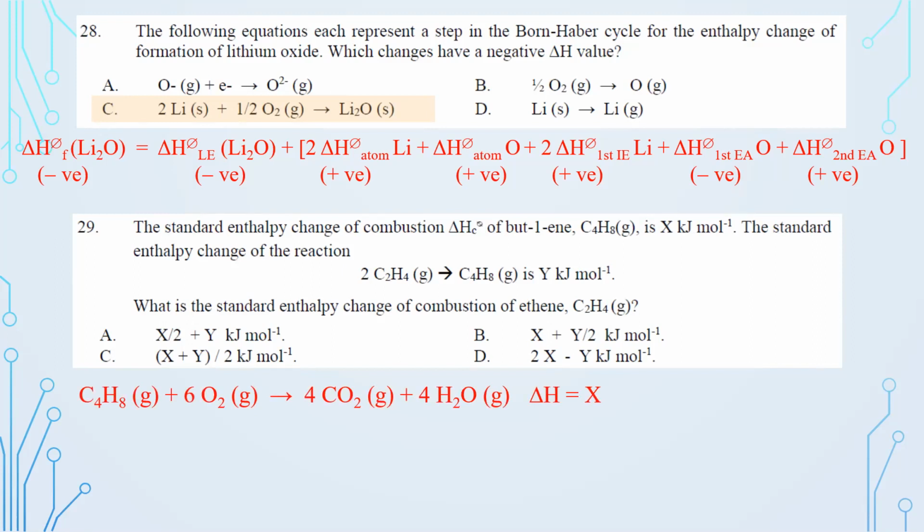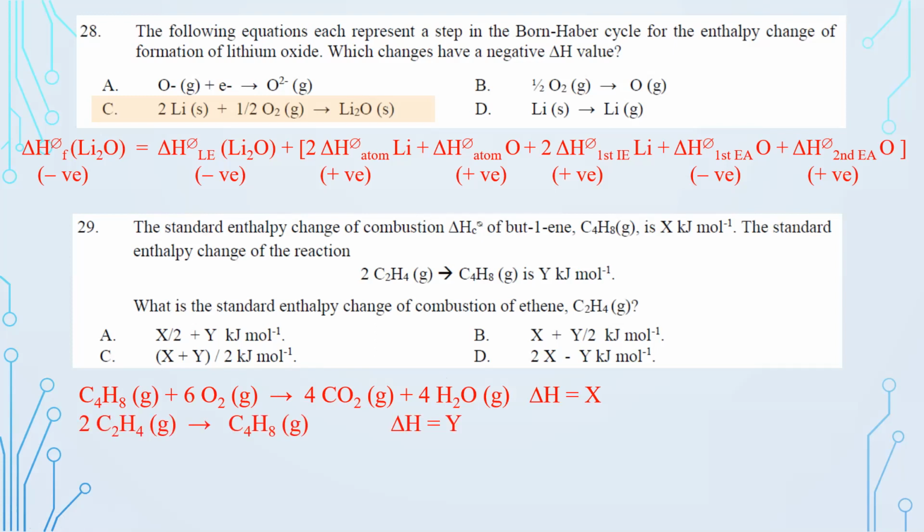C4H8 plus 6O2 give 4CO2 plus 4H2O. So this is X. This has been given as the enthalpy change of combustion. Okay, then the next one is Y. So 2C2H4 give C4H8.